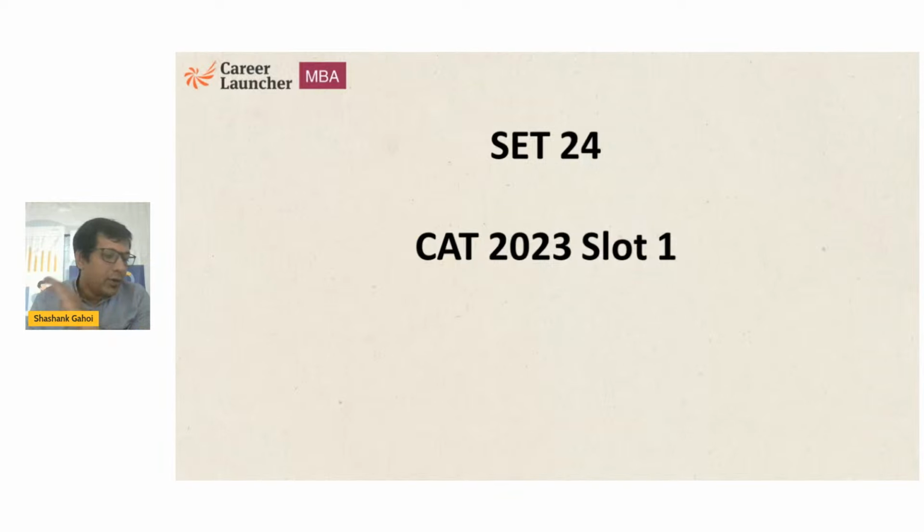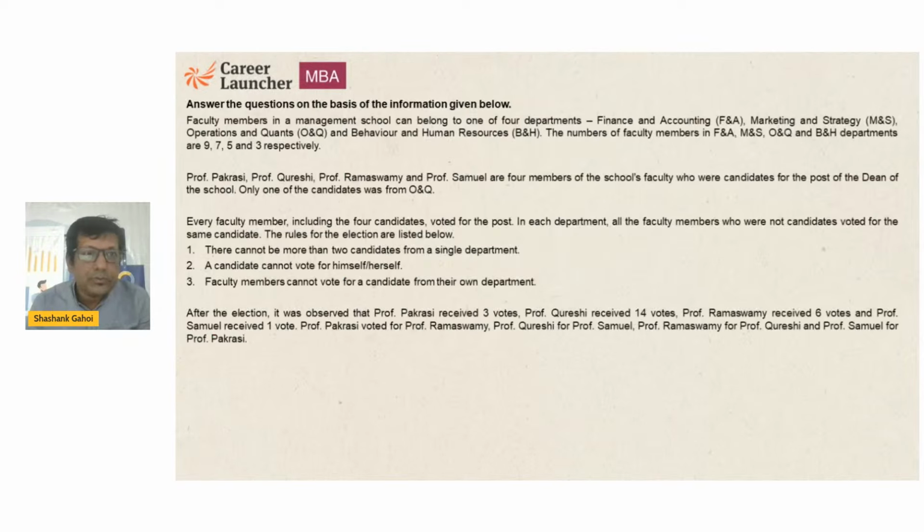Okay. So now I'm going to move to set 24. That is CAT 2023 slot 1. Now let's read it. It says that faculty members in a management school can belong to one of four departments: finance and accounting, marketing and strategy, operations and quants, behavior and human resources. The number of faculty members is given, and some other story is given.